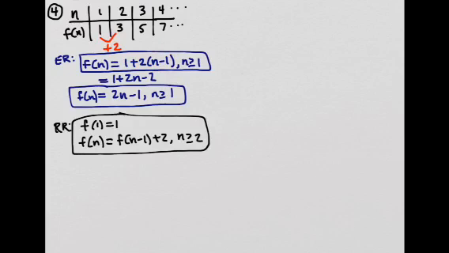Distribute the 2. And then combine the 1 and the negative 2, and you get this for n greater than or equal to 1. Recursive rule, this is the first term, f of 1 is 1. And then to get the consecutive terms, you get f of n minus 1, which is the previous term, plus 2 for all n greater than or equal to 2.